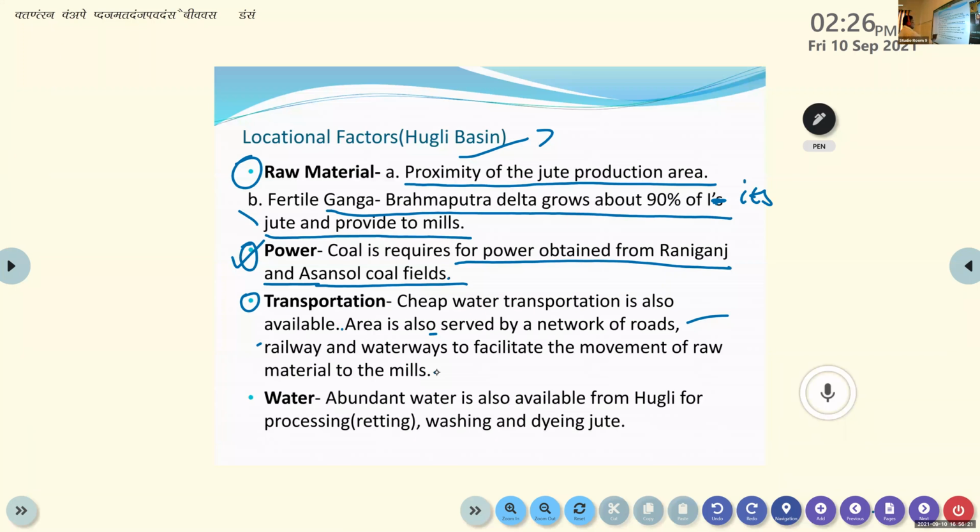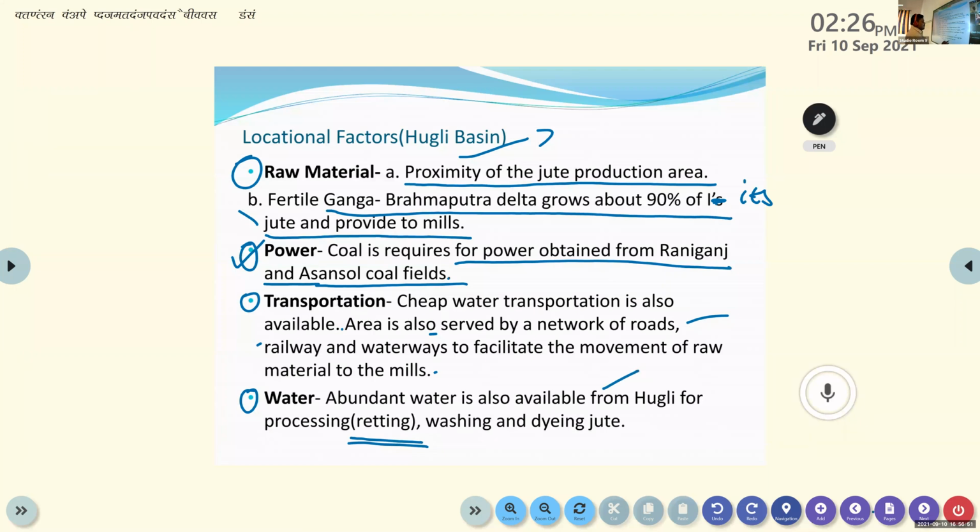Next one, water availability. Water availability for processing the jute. I already told you that a huge quantity of water is necessary. So abundant water is also available from the Hooghly for processing, basically termed as retting, washing, and dyeing. I mean, giving color to the jute products, the jute fiber.